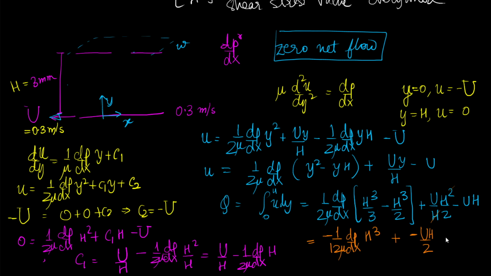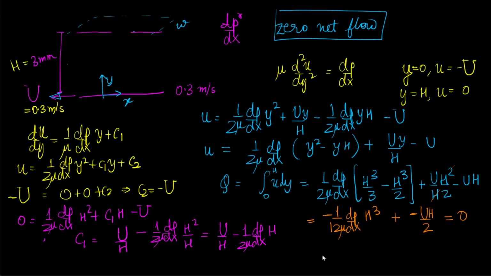If this flow rate has to be equal to 0, then the pressure gradient comes out to be minus of U upon 2 times 12 mu upon h cube. Yeah, that's it. So this becomes dp dx equal to minus 6 mu U upon h square.